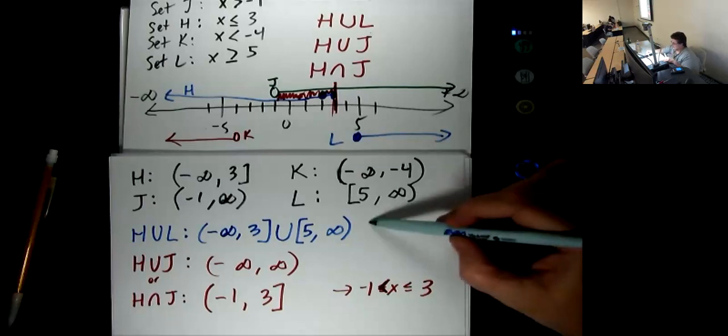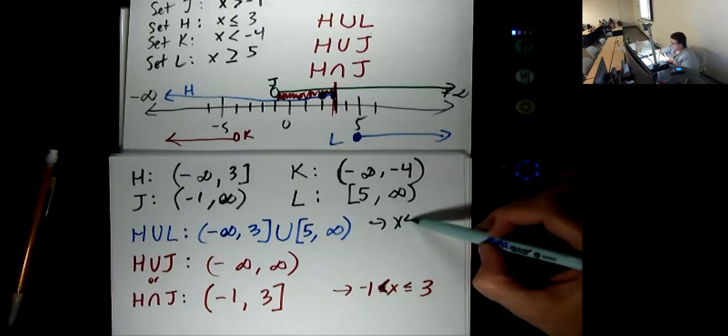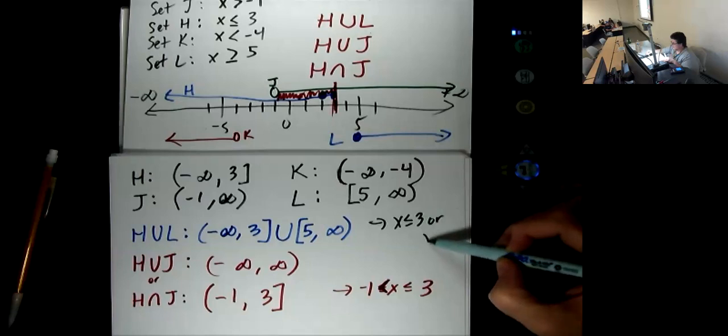This one is like X is less than or equal to 3, or X is greater than or equal to 5.